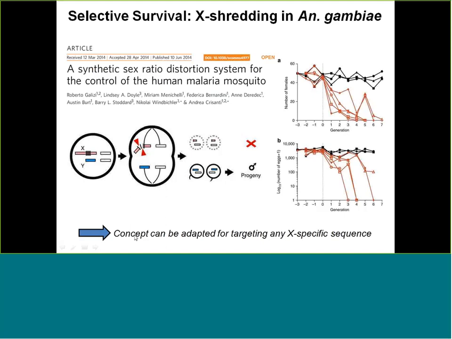This special case, where these ribosomal repeats are present on the X, is kind of unique to these Anopheles mosquitoes. But this concept can be adapted for any X-specific sequence. If you know a sequence, especially a repetitive sequence, that can be targeted on an X chromosome, then you can destroy that chromosome and yield further male-biased progeny, which of course over time could suppress the population.